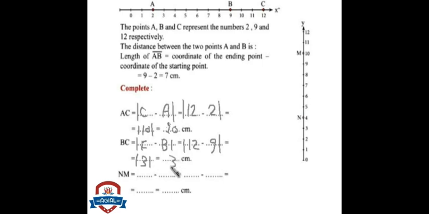Now try to find the distance between N and M in this vertical ray. The length of line segment NM equals the absolute value of M minus N. M equals 10 and N equals 4. So the absolute value of 10 minus 4 equals the absolute value of 6. The absolute value of 6 equals 6 centimeters.